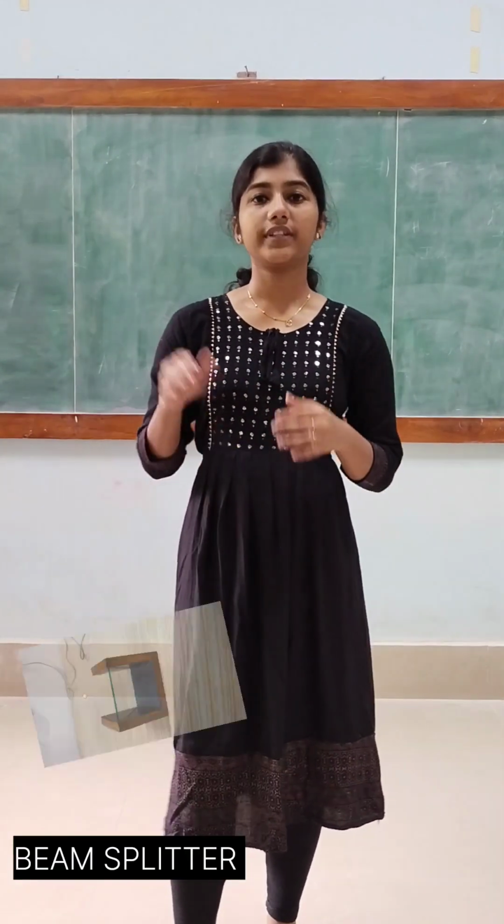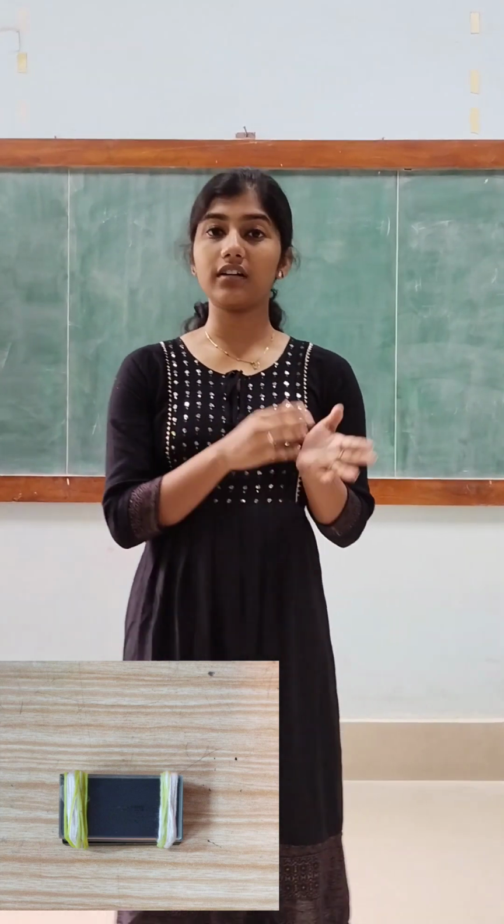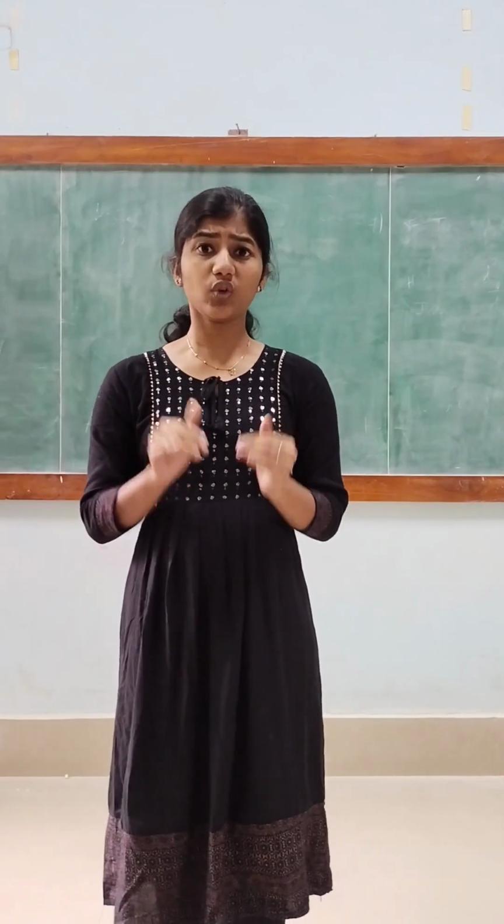Then we need a wooden box with a glass plate inclined at 45 degrees for normal incidence. Into this we will keep the air wedge setup. The air wedge setup consists of two optically plane glass plates aligned, with one end tightened with rubber and the paper kept between the two glass plates at the other end. A gap is formed between these glass plates and air is filled in it. So it's called an air wedge.